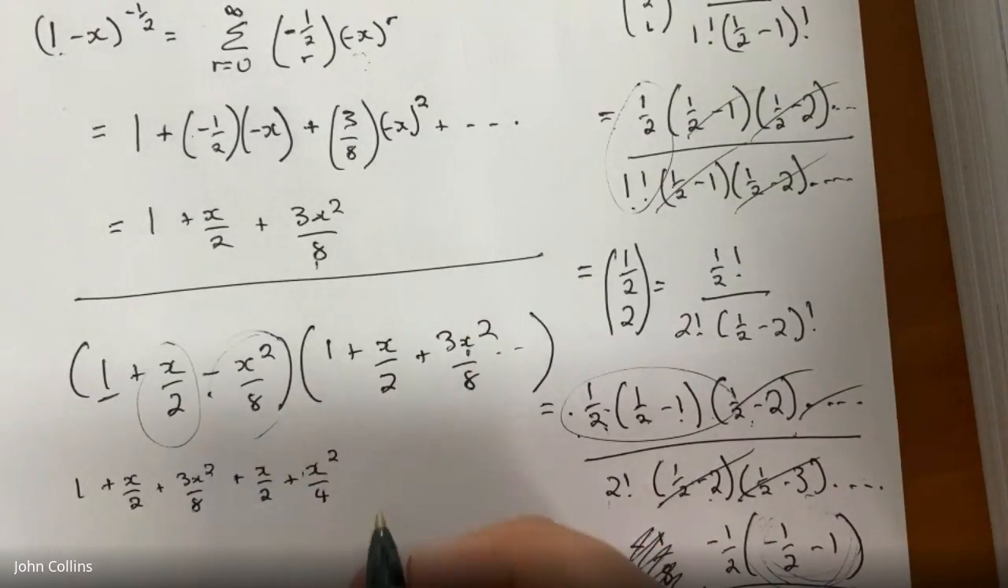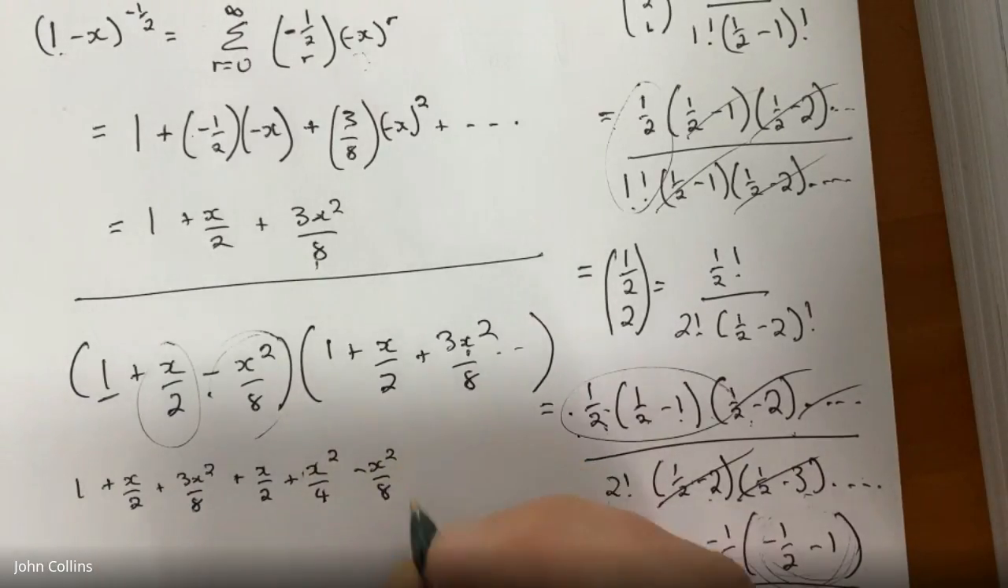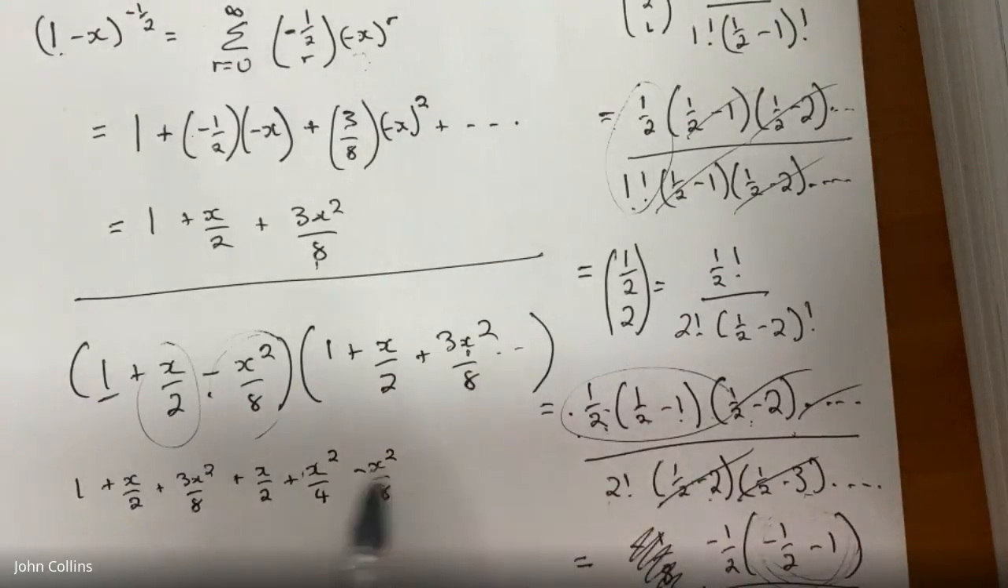And then this times that is going to be minus x squared over 8. And then anything else is going to have an x cubed in it, so I'll just ignore it. So this is just going to give me those first 3 terms.